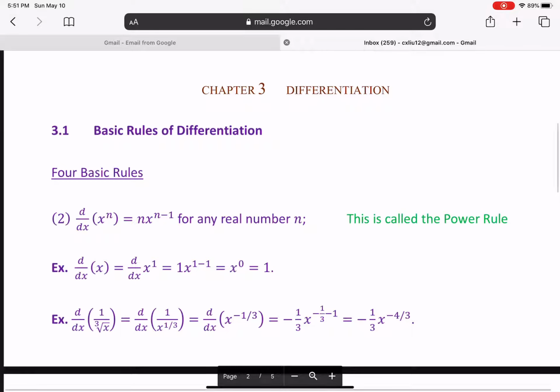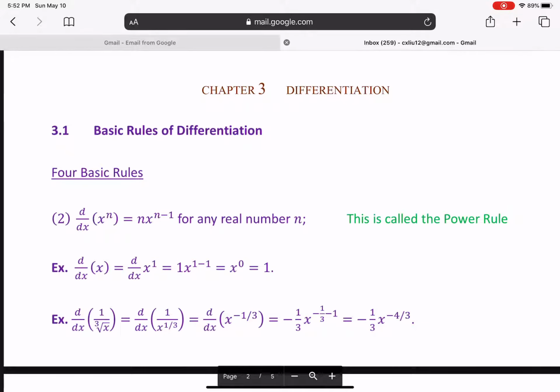Rule 2. The derivative of the power function x to the n is equal to n times x to the n minus 1. So you just multiply by the exponent and subtract 1 from the exponent to get the derivative of the power function. Remember, the power function has a constant exponent n, and that can be any real number. It can be integers, it can be decimals, it can be even radicals.